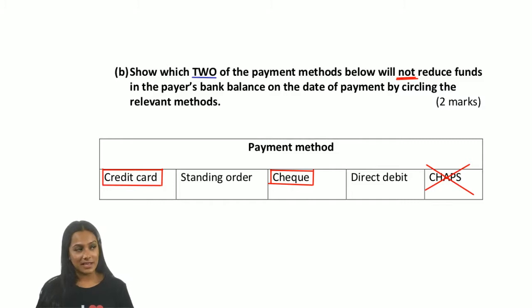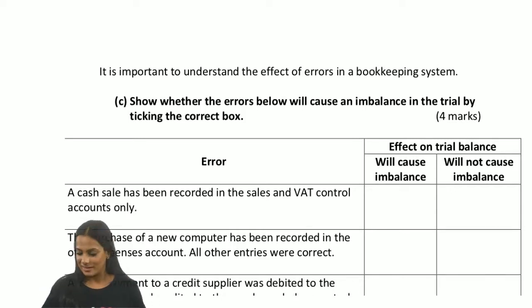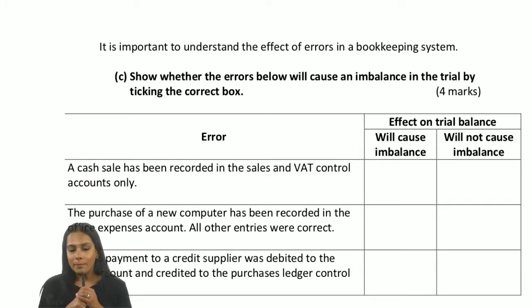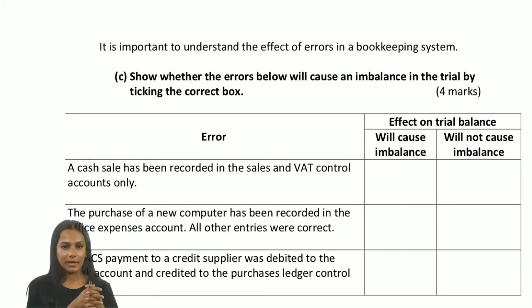Let us move on to part C, which is according to the examiner's results where students have shown the most weakness. And this task is all about understanding how errors will impact the balance shown on the trial balance. Okay. So, it is important to understand the effect of errors in a bookkeeping system. Show whether the errors below will cause an imbalance in the trial balance by ticking the correct box. Okay, so a trial balance is a table with two columns, a debit column and a credit column here.